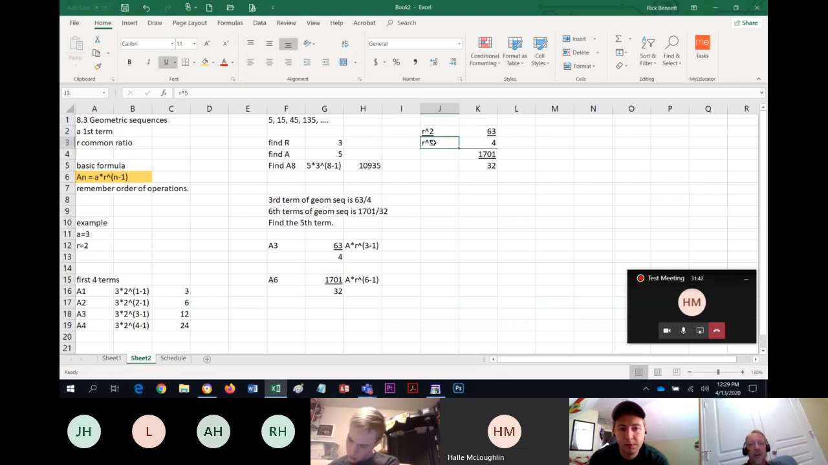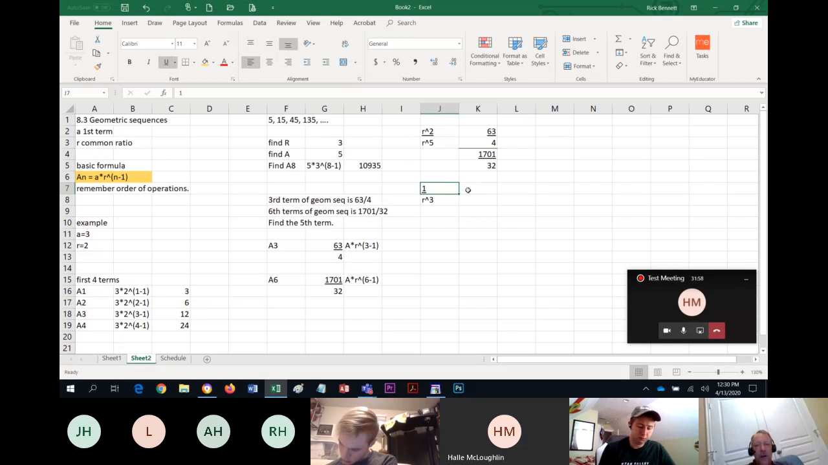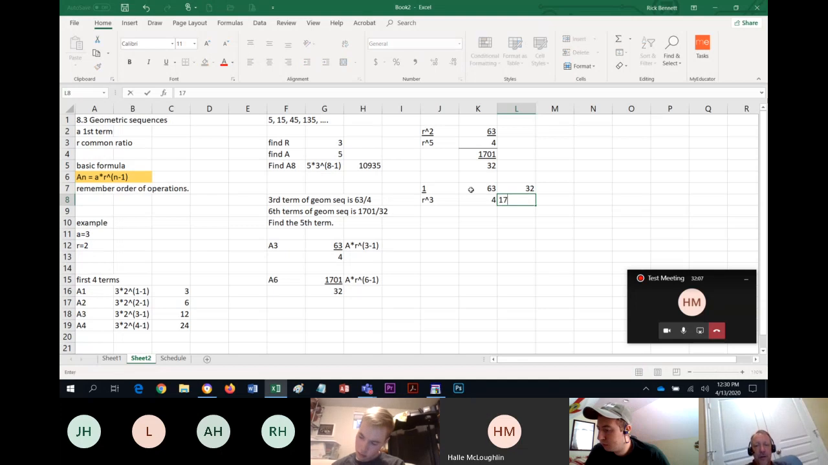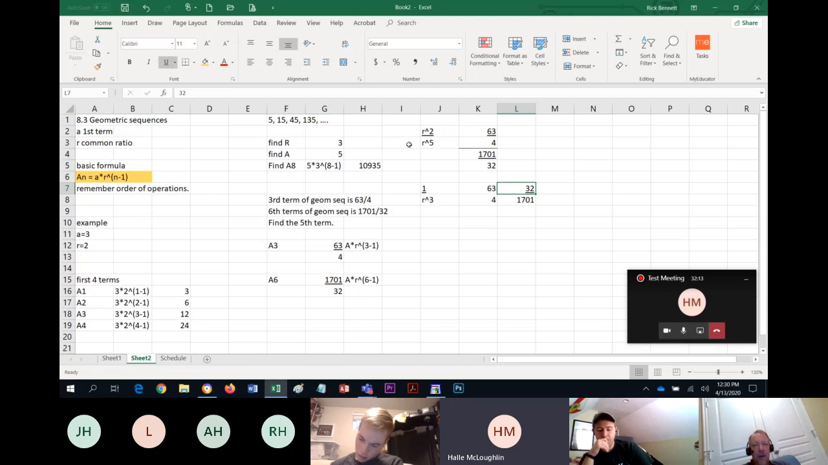Now this is 1 over r cubed. What I can say is, this is 1 divided by r cubed equals 63 over 4. And then I'm going to multiply by the reciprocal, which is 32 over 1701. Where did you get the 1 divided by r cubed again? R squared over r to the 5th. Okay.